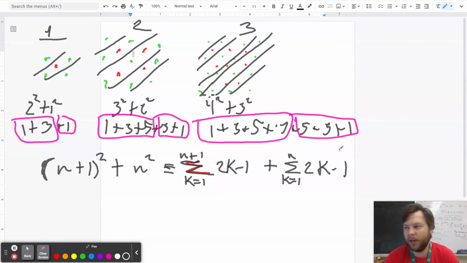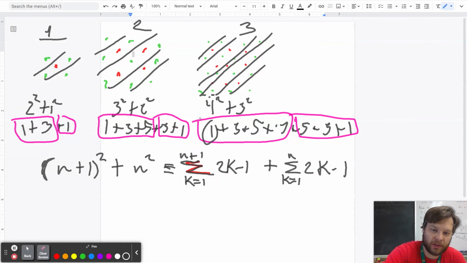You might be wondering, why did I do 2k minus 1? A lot of times in class I've written 2k plus 1 because I like positive numbers. I did 2k minus 1 so that when I plugged in 1, it matched up with the first odd number. So 2 times 1 minus 1. If I did 2k plus 1, I'd be off by 1. I could still do it. I just didn't. So when I plugged in 1, it gave me the first odd number. When I plugged in 2, 2 times 2 minus 1 gives me 3.